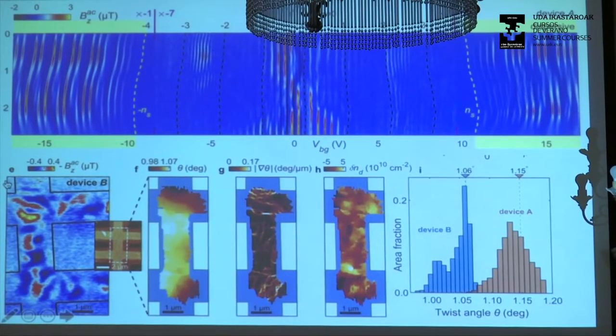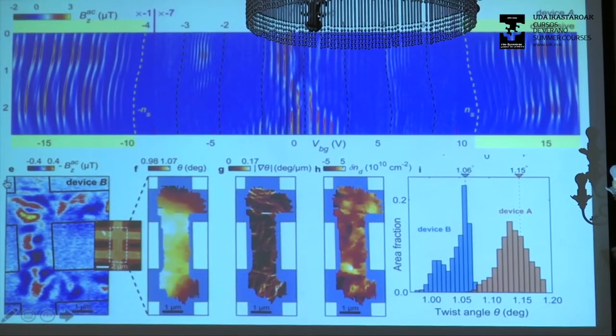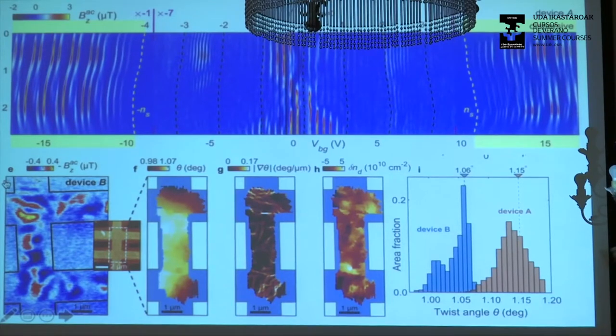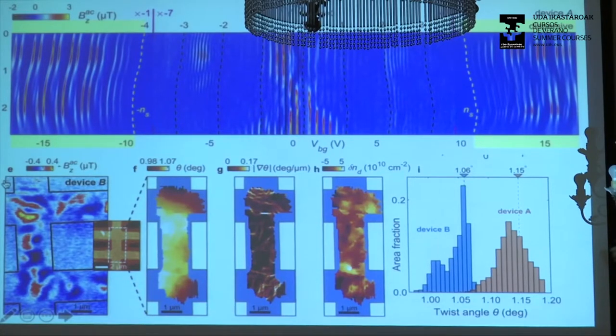We measure different devices and we see that there is a correlation between the quality of the transport signal, the correlations and superconductivity, and the degree of disorder in twist angle, okay? There is information here on strain, and there's a lot of stuff that I invite you to have a look at in the paper. There's a lot of data for theorists to look at.